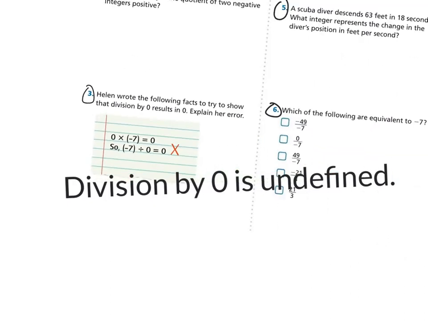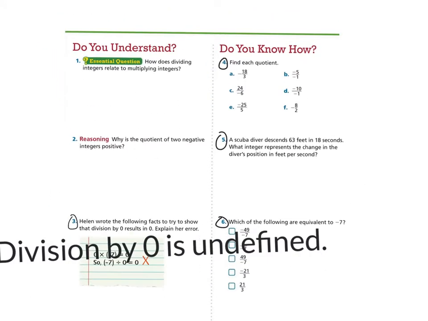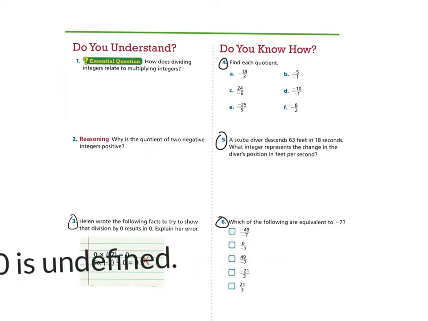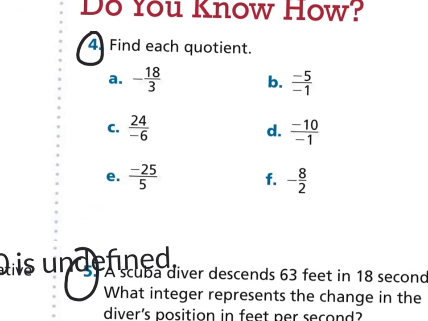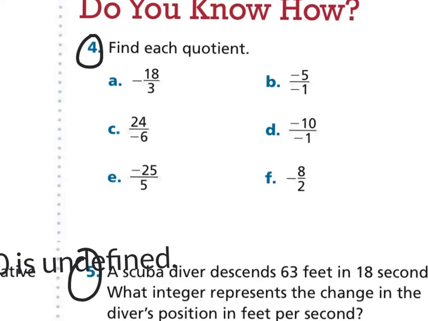So look at number 4. Do you know how? On 4A, we've got this negative sign that's kind of hanging out to the side here, so it can stay there. 18 divided by 3 is 6. Usually when we do these problems, I like to have the negative up in the numerator, which you're actually allowed to do. If it's just hanging out next to it, you can put it up with the numerator. But either way, that would be -6.